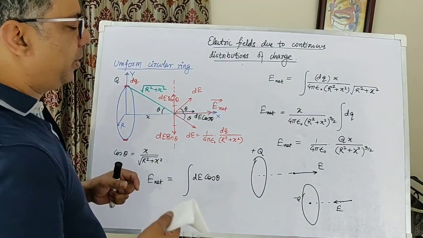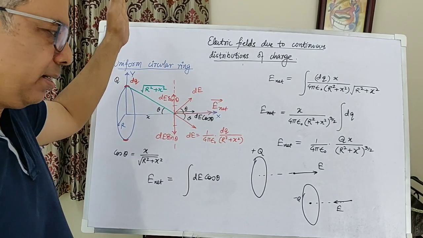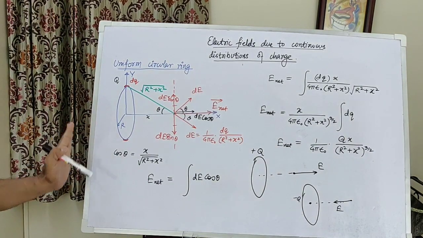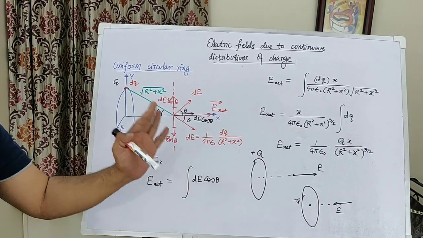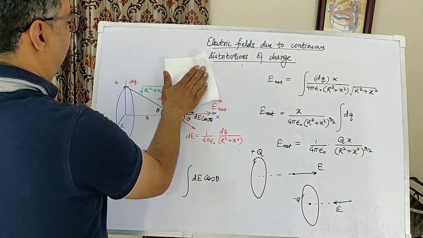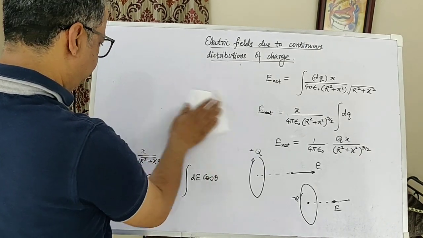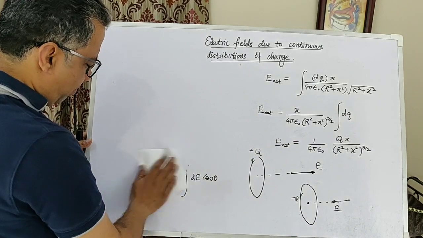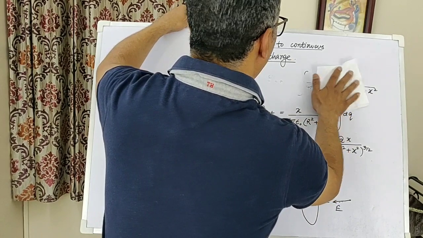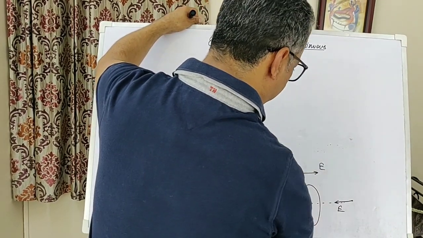Let's now take up a slightly more challenging problem where we'll be looking at a very long line of charge. So hopefully you've taken a screenshot of this and made notes. I will now proceed with the case of a very long line of charge. You can imagine a thread of very large length carrying some uniformly distributed charge on it.